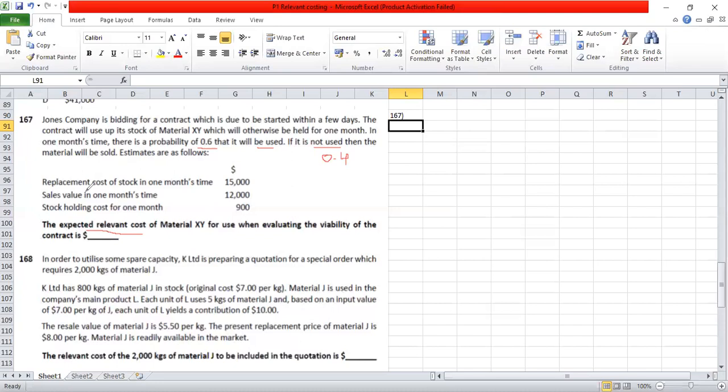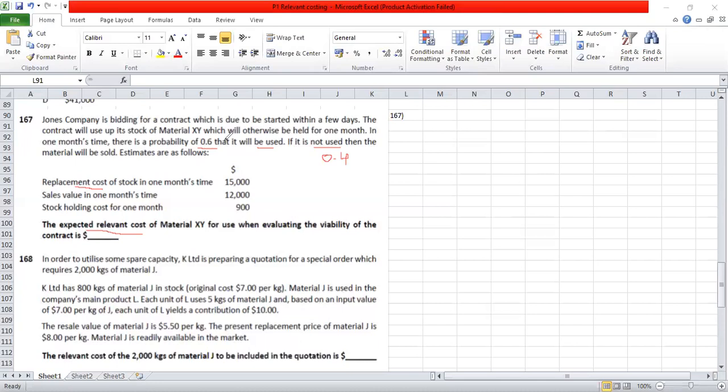When would they replace that? The replacement situation arises when the stock which is there in the stores department is consumed, it is used. If it is used in that place, something else should be purchased and brought and replaced. That's the situation. So if they happen to replace it, the replacement cost of stock in 1 month's time is 15,000.